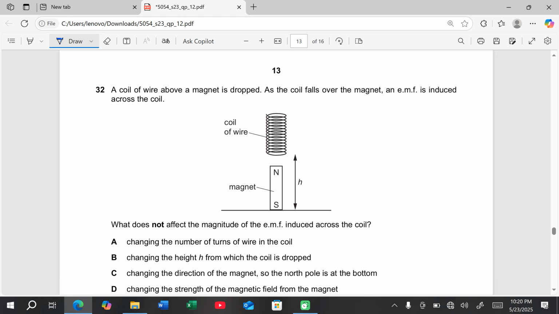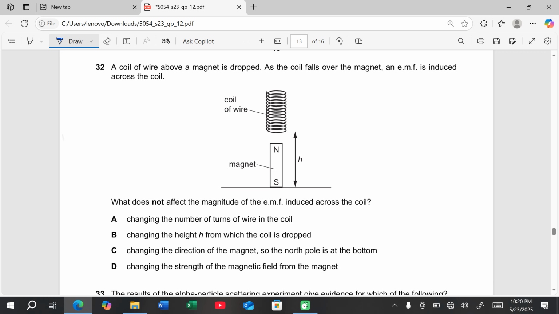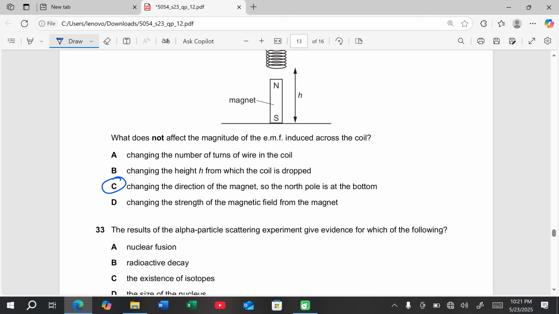A coil of wire above a magnet is dropped. As the coil falls over the magnet, an EMF is induced across the coil. Which does not affect the magnitude of the EMF across this? Changing the number of turns, that will change. Changing the height, I think so, that will also affect, because speed will increase as it goes down. Changing the direction of the magnet, so the north pole is at the bottom. No, that will only change the direction, not the magnitude. Changing the strength of the magnet, yeah, that will increase.